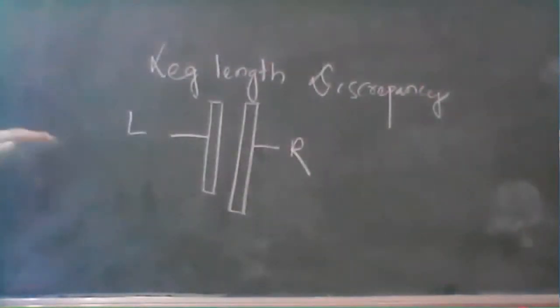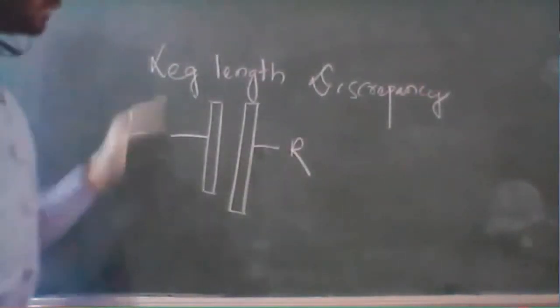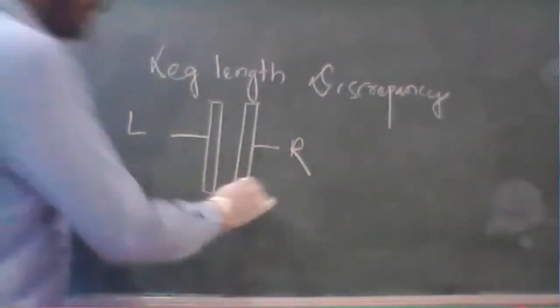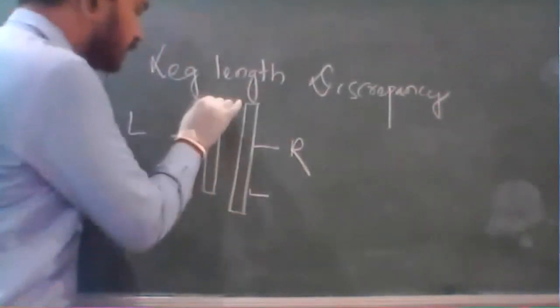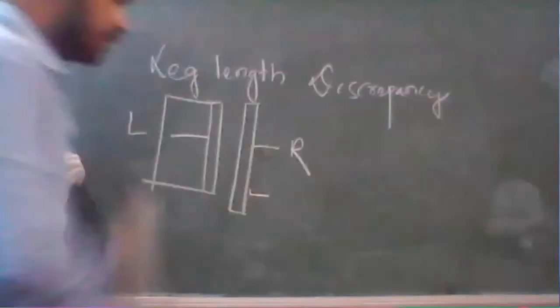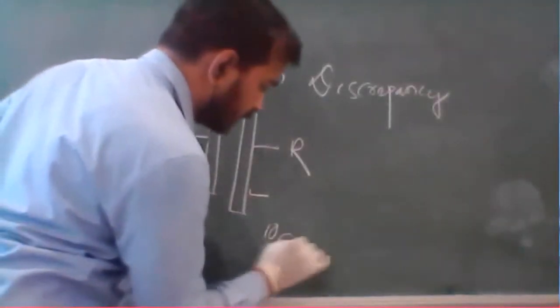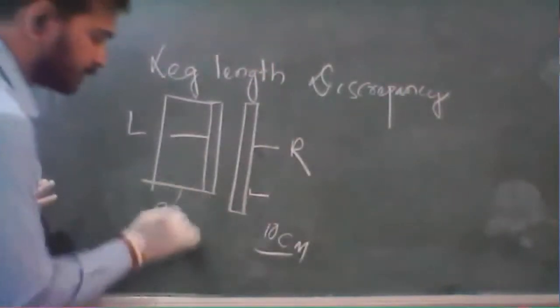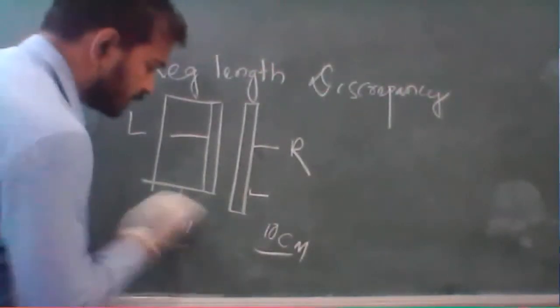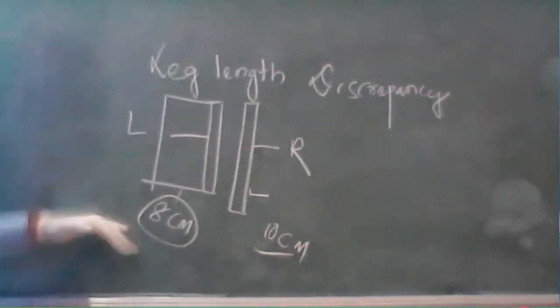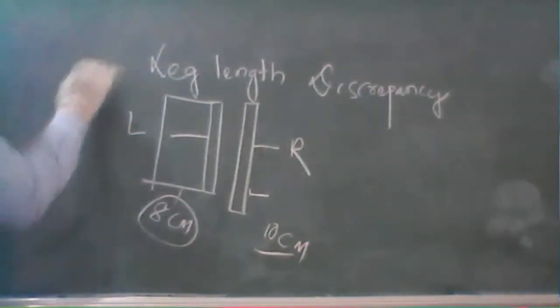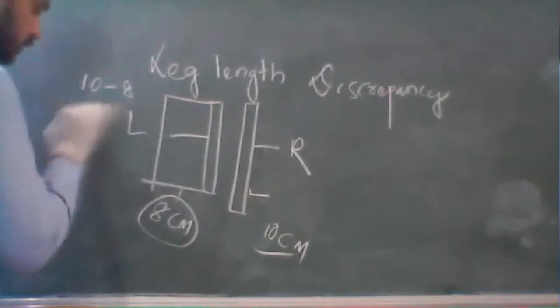Okay, clear? So when there is leg length discrepancy, that means one leg will be a little longer and the other leg a little shorter. Suppose this is 10 centimeter. This is just an example, okay? And this is 8 centimeter. So there is a discrepancy of 2 centimeter, or not? Yes, sir.